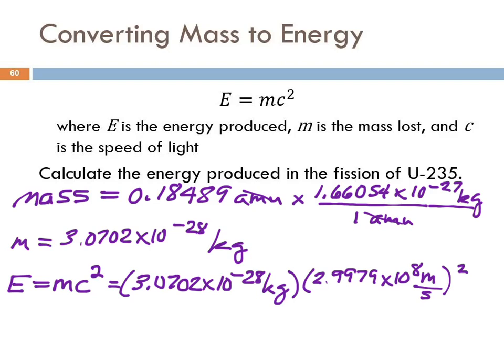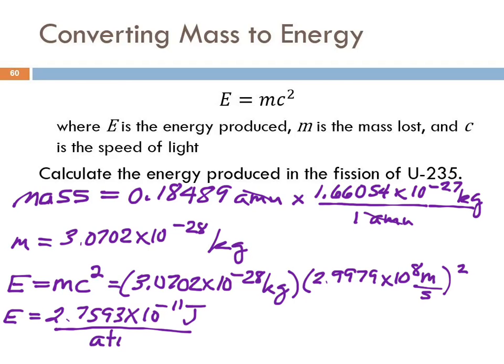A kilogram meter squared per second squared is also known as a joule. And so this comes out to be 2.7593 times 10 to the minus 11 joules. Well, that's not very impressive, is it? That's for one atom. What if we had a mole of atoms doing this? Whoa. Do the math. Okay, so that's joules per atom.